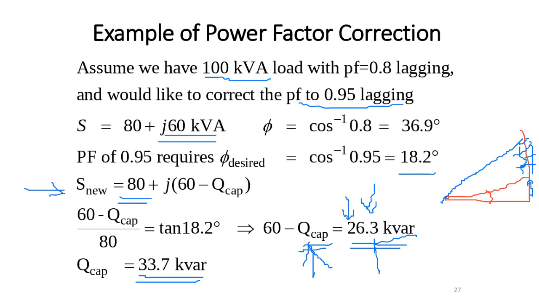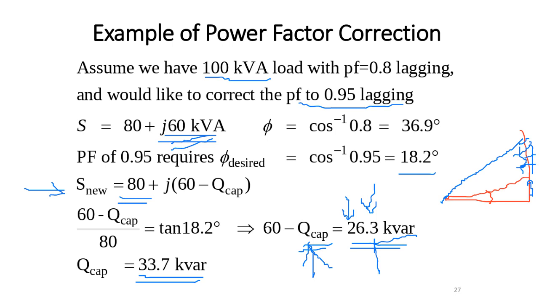You see now, the load is the same. The 100 kilovolt ampere is the same. We did not change the 100 kilovolt ampere. So if you add 26.3 plus 33.7, it gives you the 60 from the beginning. We did not change the load. We have no control over the load. People are using the electricity. They have the load, but we can control the reactive power to supply the customer.